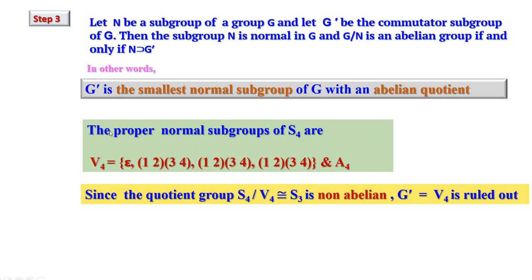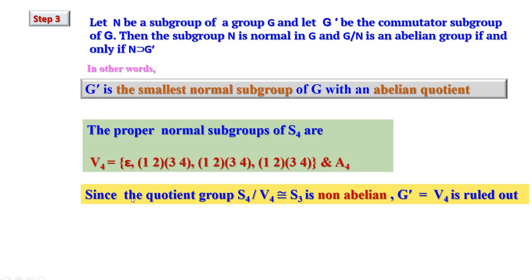Now, in the case of S4, the proper normal subgroups of S4, see, there is no need to consider the trivial or improper normal subgroups of S4, which are just the singleton epsilon and S4 itself. In no way will you get your required answer from that. So you consider only the proper normal subgroups. Even in the case of the quaternion group, we considered only the proper normal subgroups. So in this case, we have only these 2 proper normal subgroups.